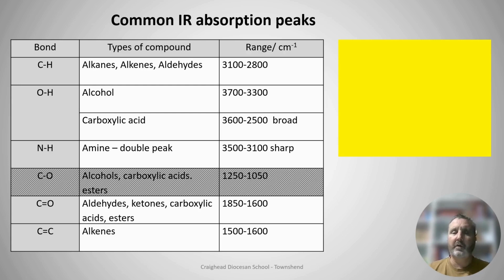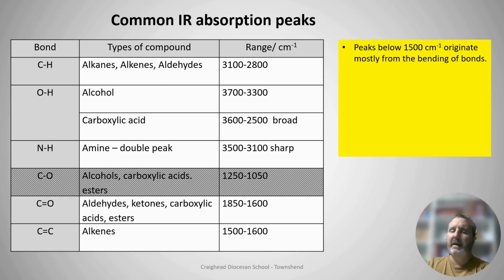The alcohol bonds, that's OH bonds attached to a carbon, are going to absorb in the 3,300 to 3,700 range. The carboxylic acids absorb at 3,600 to 2,500, which is what we call a broad peak. So it's going to absorb energy in that range. The amine will have a double peak in the 3,500 to 3,100 range. Now, when I talk about these ranges, they'll become apparent when we look at the next graphs.